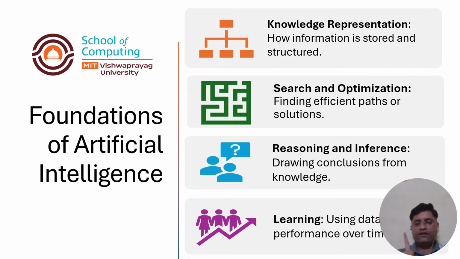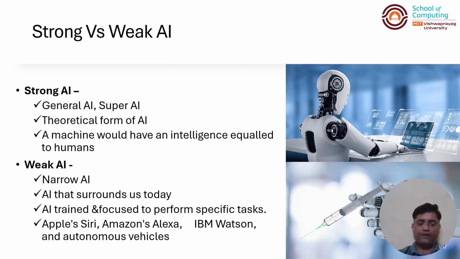The first one is knowledge representation. Second, search and optimization algorithm based upon the query. It will help you to extract or retrieve the appropriate amount of data being asked. Then reasoning and inference, that is, draw a particular conclusion based upon the data. Last, the learning ability, learn by itself.